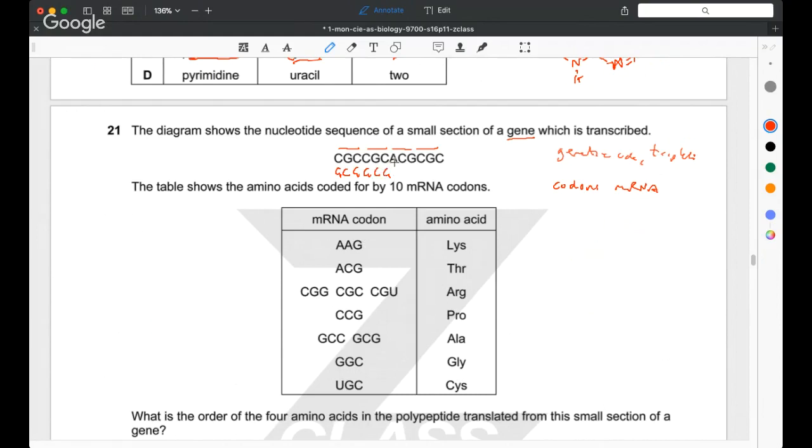Now, the complementary base pairing in DNA, of course, is A to a T, but the complementary base pairing between the genetic code and the messenger RNA is you need a uracil there. So C has a complementary base of a G, complementary base of a C, complementary base of a G, C, G.